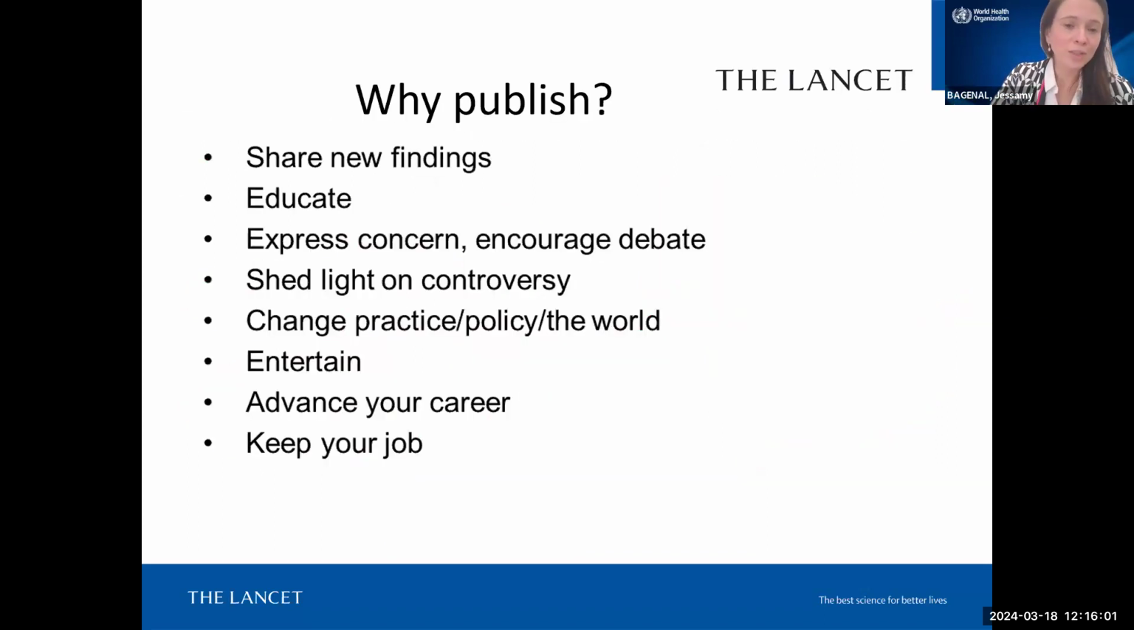So why would you publish? To share new findings, to educate, to express concern or encourage debate. That might be a correspondence or a commentary piece where you're trying to light up an argument, create a debate, get something discussed within the scientific community, to shed light on controversy, to change practice, policy, or the world, to entertain, to advance your career, or to keep your job. There are many academic programs that are reliant on publishing, whether you agree with that or not. I think the link between publishing and promotion is much too strong and needs to be reconsidered. But historically, that has always been the way of assessing academics.